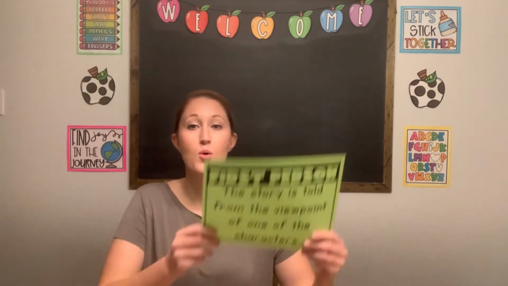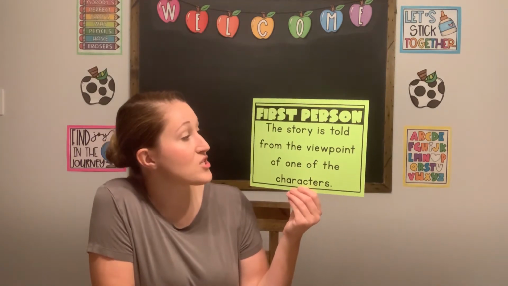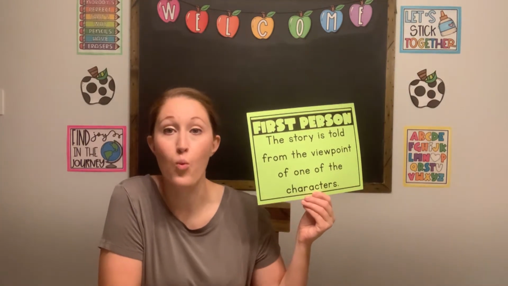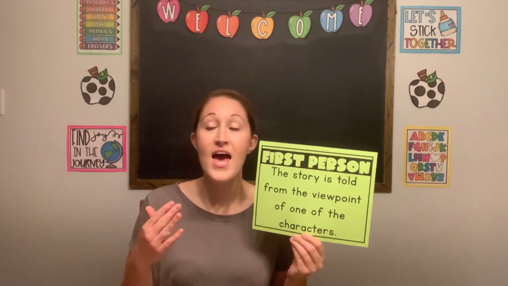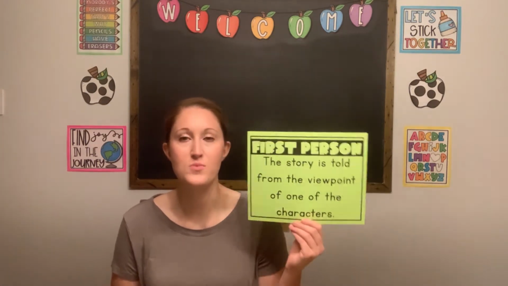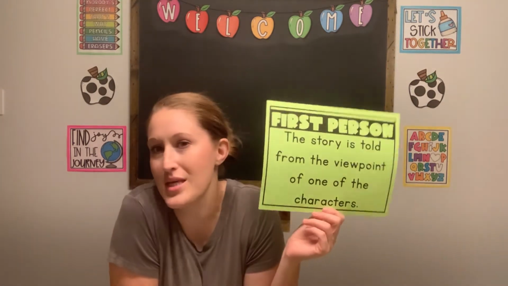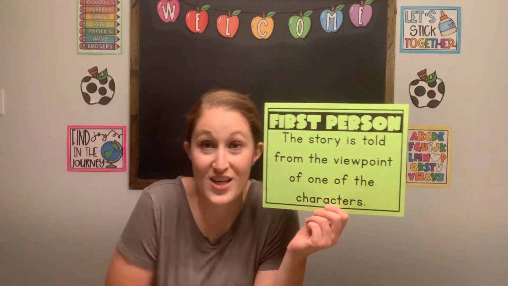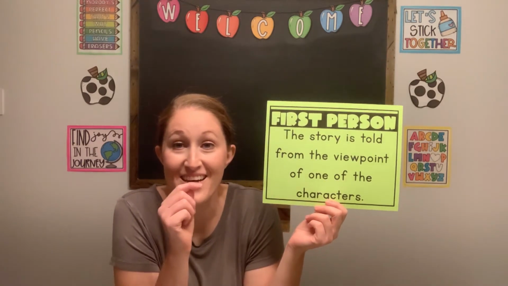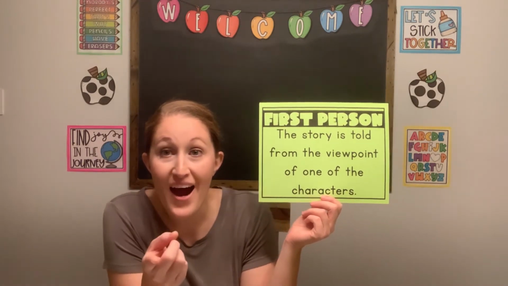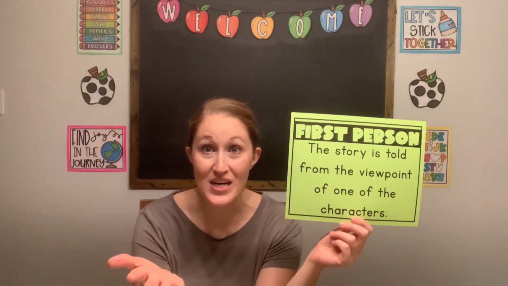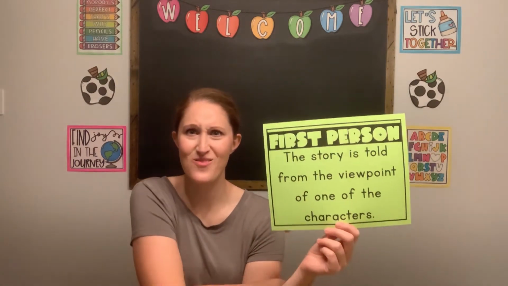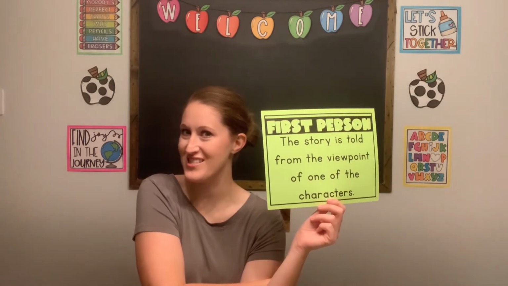So first person point of view is when the story is told from the viewpoint of one of the characters, all right? And there are some key words that we use that help us to remember first person point of view. Do you remember what any of those key words are? Good, I is one. We, my, our, us. Oh, so many good words, and you guys are picking up on a few new ones too.